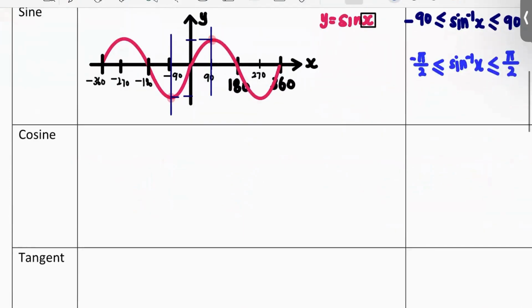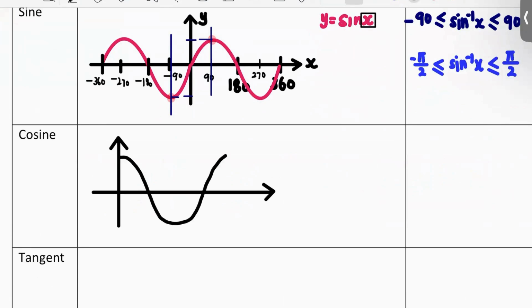Okay, for cosine, it's going to be slightly different because for cosine, we don't actually look at the negative portion. So cosine is like a basin, right? Like that. So this part here is 360. But the logic is the same. 360 in the middle is 180.